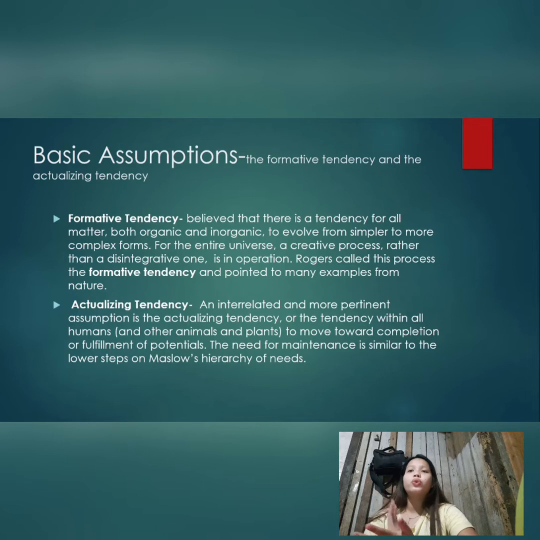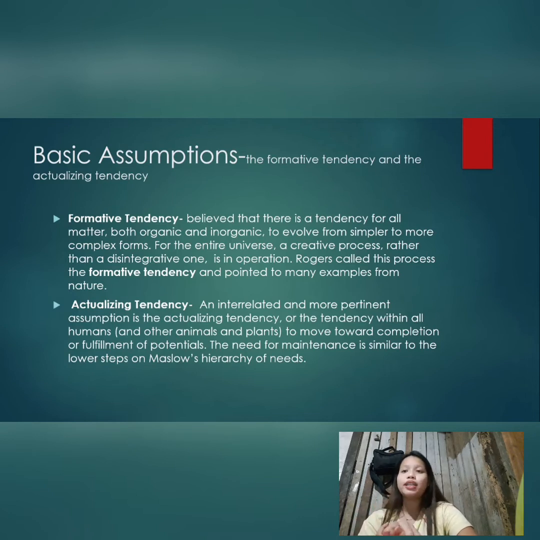So, there are two kinds of basic assumption. The first one is the formative tendency, and the second one is the actualizing tendency. So let's talk about the first one, the formative tendency. Formative tendency holds that there is a tendency for all matter, both organic and inorganic, to evolve from simpler to more complex forms. For the entire universe, a creative process rather than a disintegrative one is in operation. Rogers called this process the formative tendency and pointed to many examples from nature.